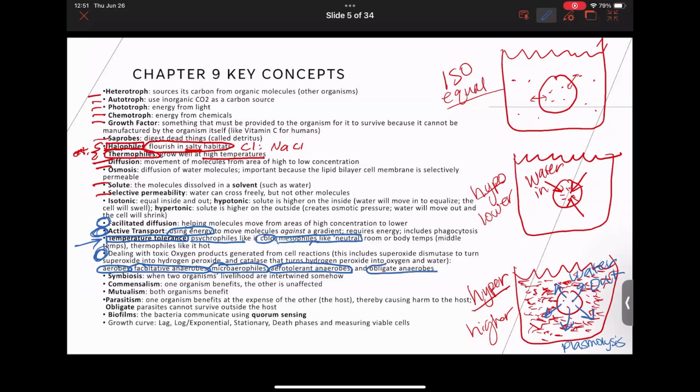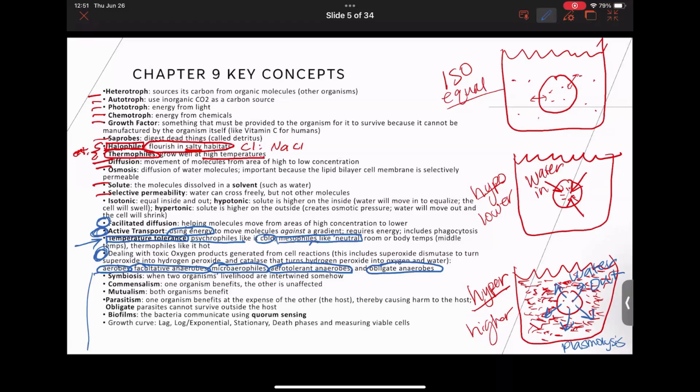And then obligate anaerobes, these guys cannot do the air. They will not do the air. They don't use it. They're not equipped for it. These are like C. diff and stuff like that. All right, the last little bit of it kind of talked about symbiosis. Symbiosis is any time that two organisms' livelihoods are intertwined somehow. If an organism depends on another organism for survival, that's a symbiosis. If we have an impact on other organisms in our lives, but we don't depend on it, that's not symbiosis. Okay, but yeah, symbiosis is dependent.